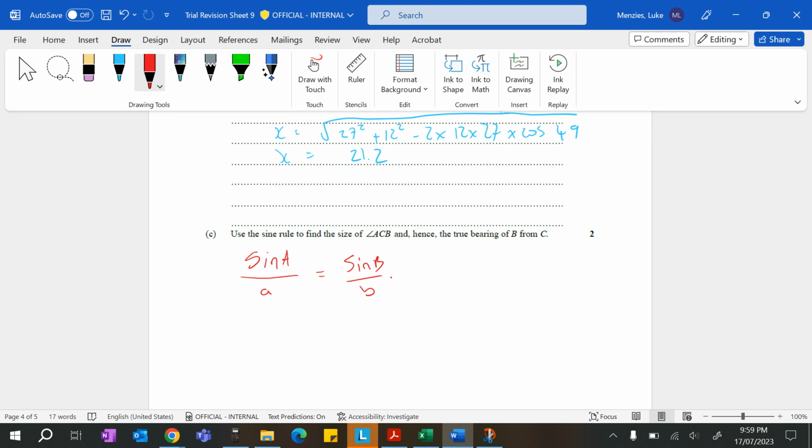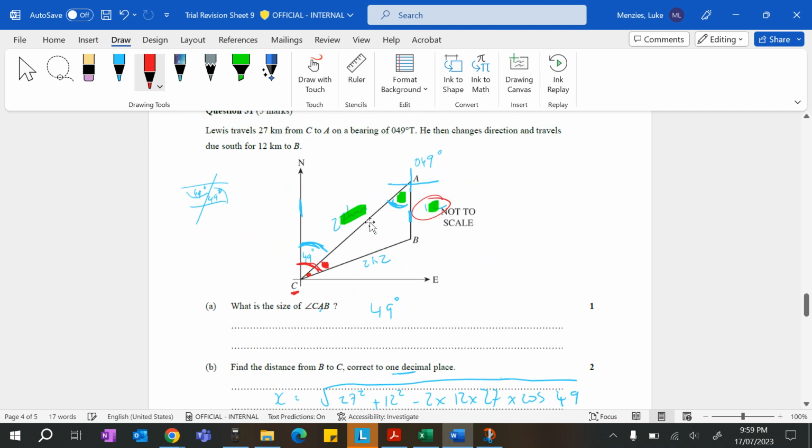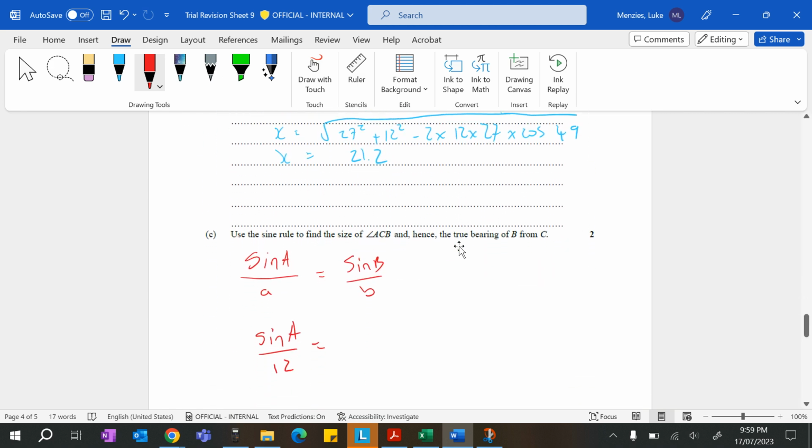Leave it as A. So sine of A over 12 is equal to, now we're just going to pick a matching pair. Now we do have a matching pair because we've set this up. We've got this 49 degrees, which we got earlier, and we've got this matching side. These are corresponding sides, and that's what you need for the sine rule, two pairs.